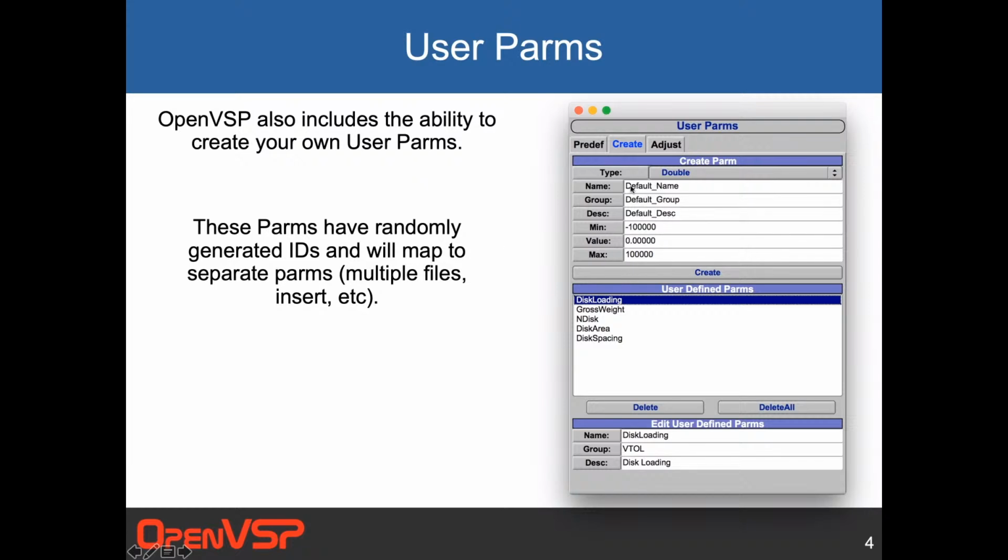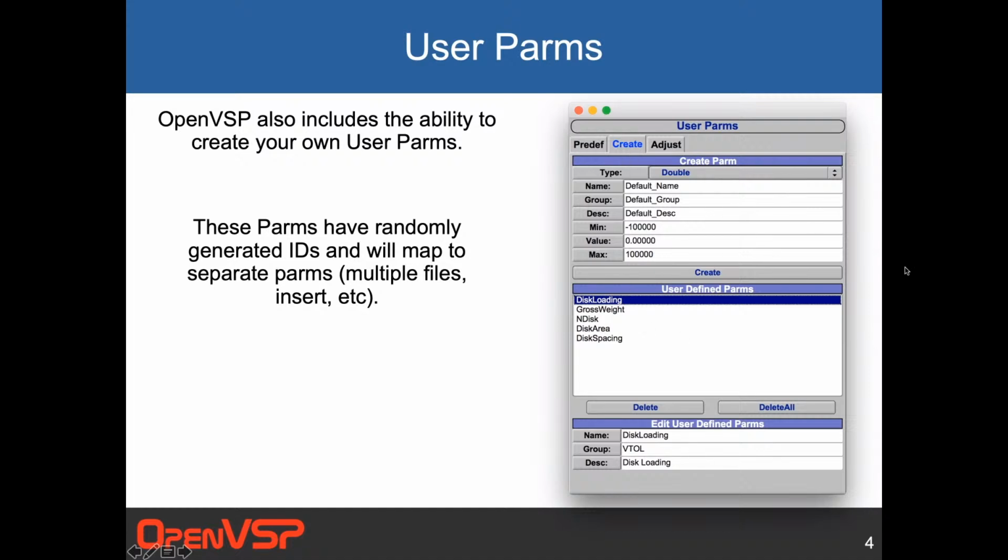You can give it a name. They'll always be in these certain groups, but then you can give it a minimum and a maximum value. And so you can create parameters like disk loading, gross weight, number of disks, disk area, disk spacing, something like that for a VTOL model. And whatever kinds of parameters you want. And then again, through linking, you'll be able to use these to drive your model and determine other things. So in general, go ahead and create a named user parm when you need them.